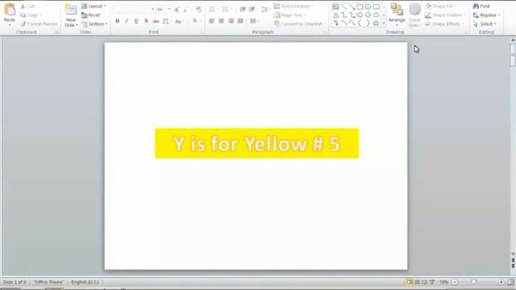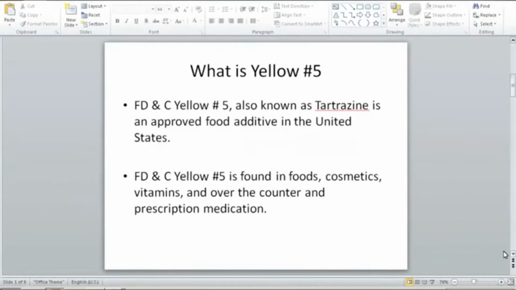Today it's Y is for yellow number 5. Yellow number 5 is a food additive. It also goes by the name of tartrazine or E102. It's an approved food additive in the United States. It can be found in foods, cosmetics, vitamins, over-the-counter medication, and prescription medication.